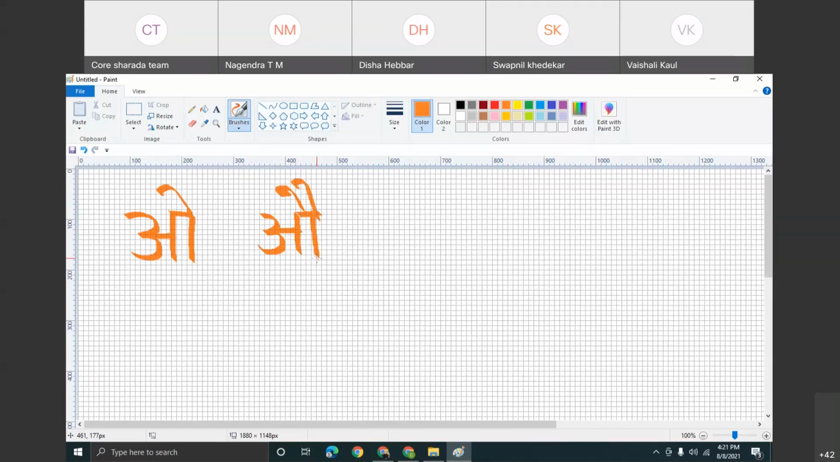This is O. Now, if I have to write them in Sharda Lipi, how do I do that? First is O. If students would have learned the first alphabet Om, it is exactly the same. Only there is no Chandra Bindu. So that's 45 degree. Here, here. So this is O.